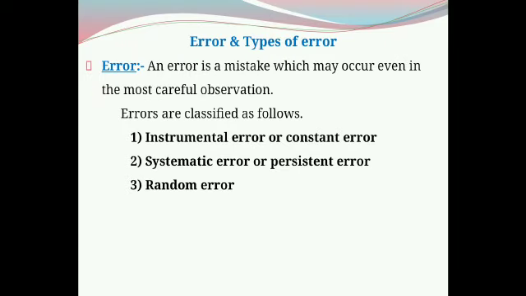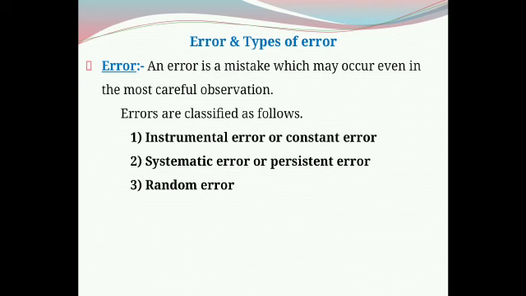First we see what an error is. An error is a fault which may occur even in the most careful observation. It is also a deviation of measurement from the standard value, or an uncertainty in a given measurement. These errors arise due to human limitations and instrumental limitations, and therefore cannot be completely eliminated but can be reduced. There are three types of errors.